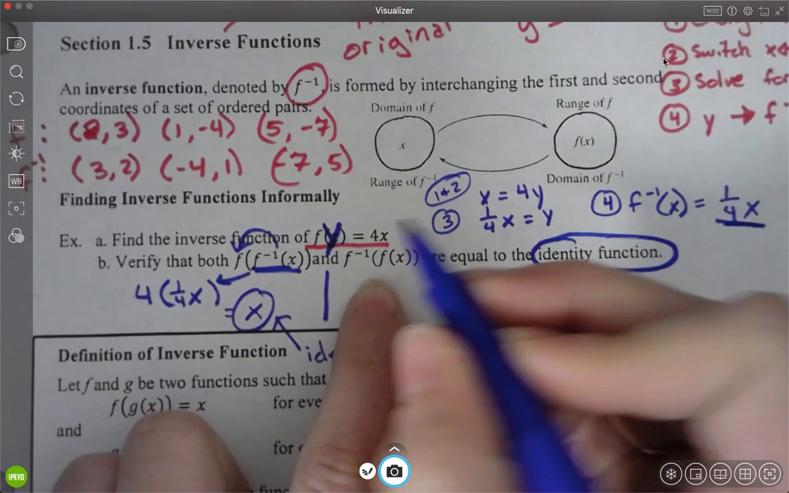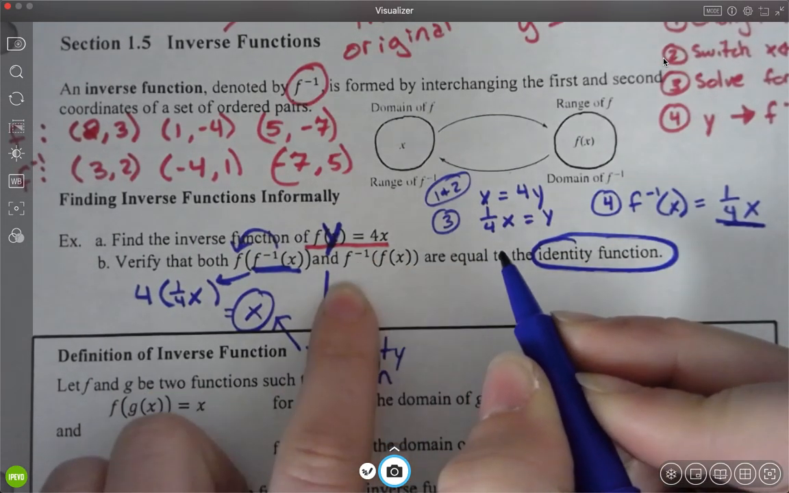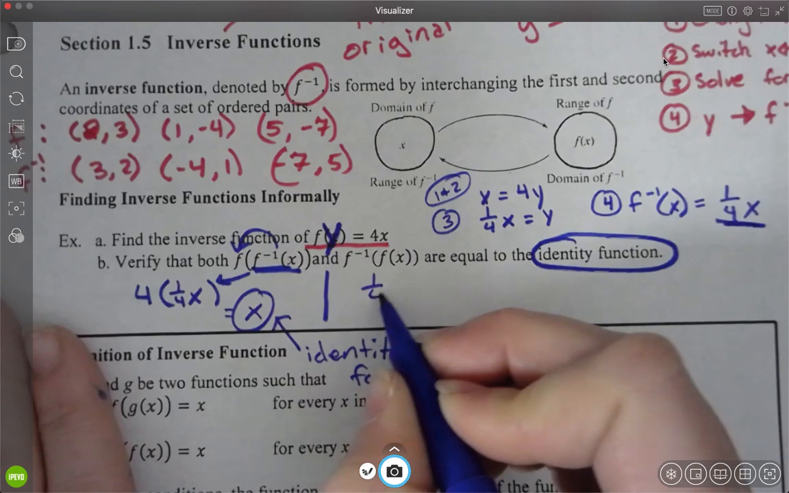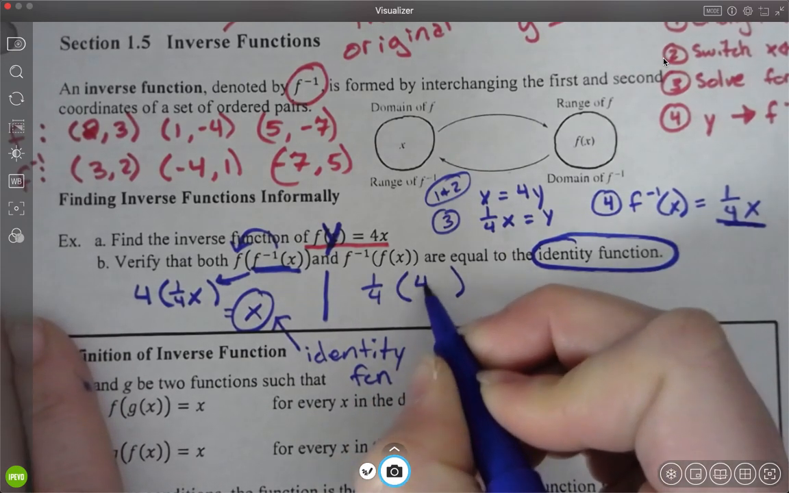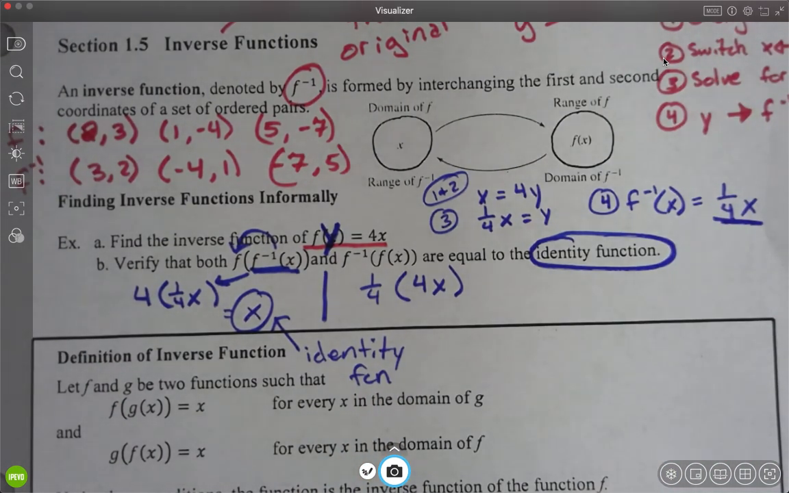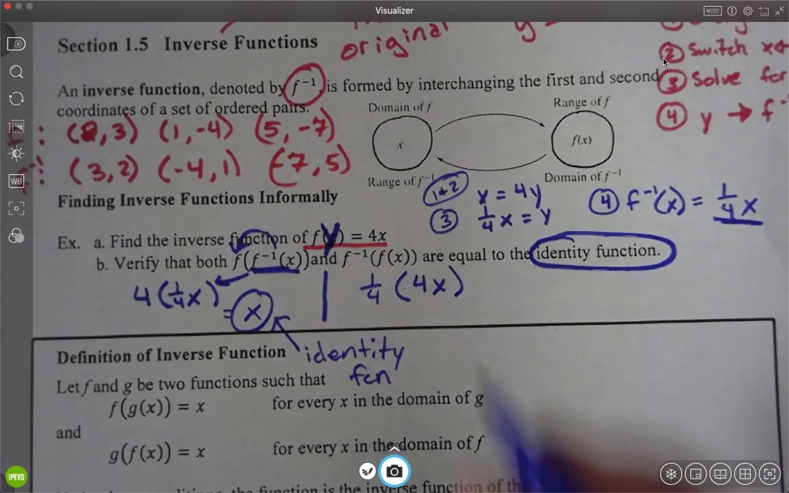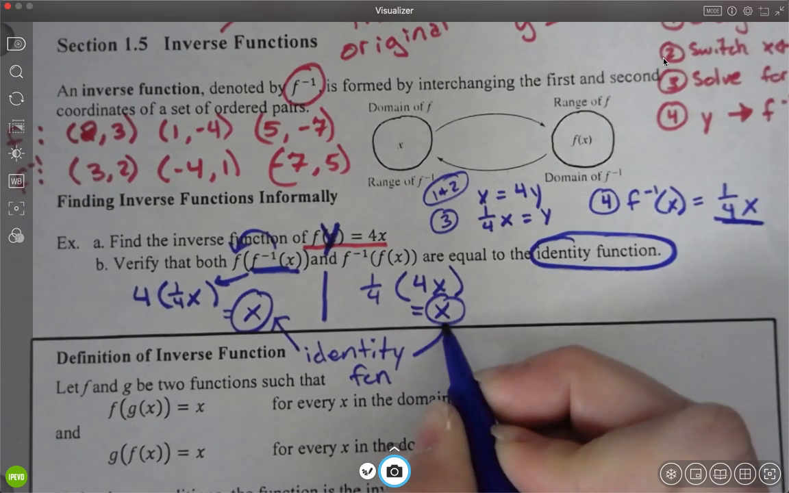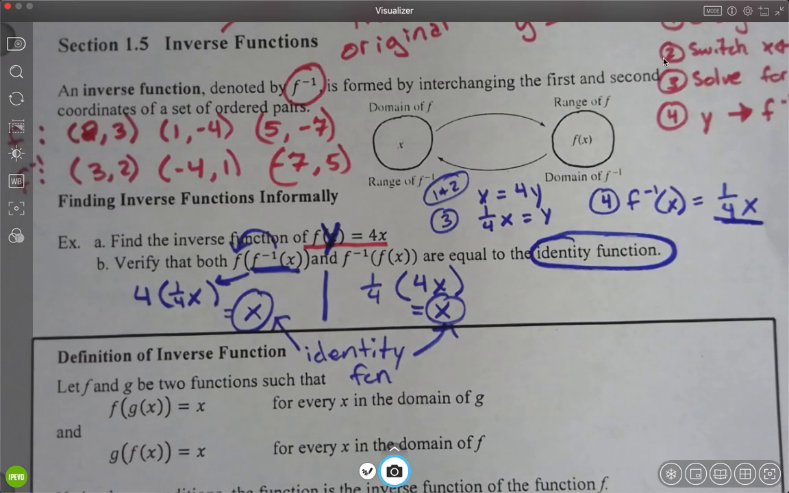Now, same thing, but the reverse. I'm going to stick the original inside of the inverse. So 1/4 x becomes 1/4 times 4x, right? I stick the original inside of the inverse. What happens there? Same thing, right? X, okay? Now, if I did this correctly, I will end up with x as both of the answers. If not, then you won't end up with x as one of the answers, or both of the answers. So we know we did this right because he is the identity function.